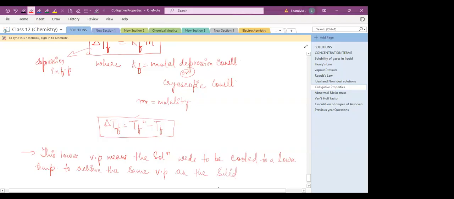Because we know that the vapor pressure of the liquid phase becomes equal to the vapor pressure of the solid phase. And to achieve that, the temperature has to be lower. The freezing point of the solution has to be depressed, which is caused by the solid phase, causing the freezing point to be depressed.